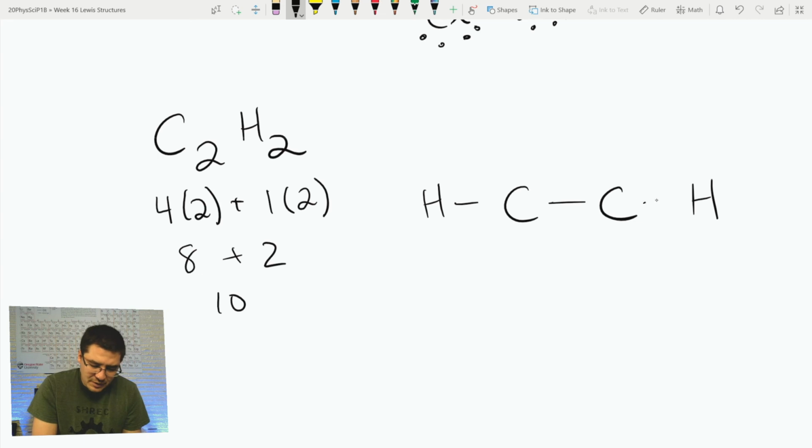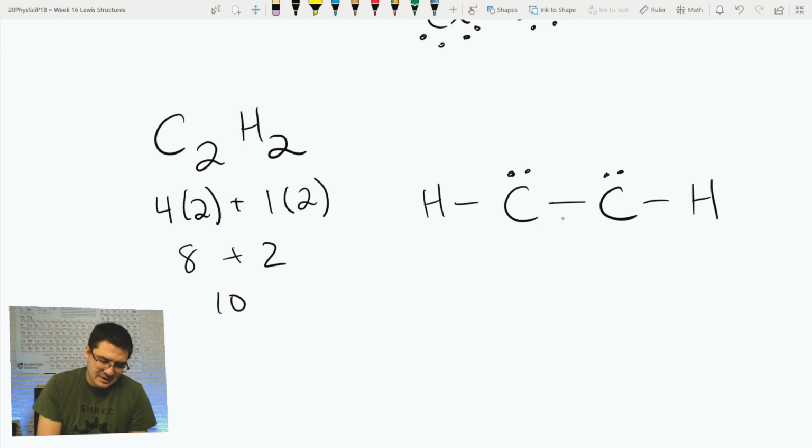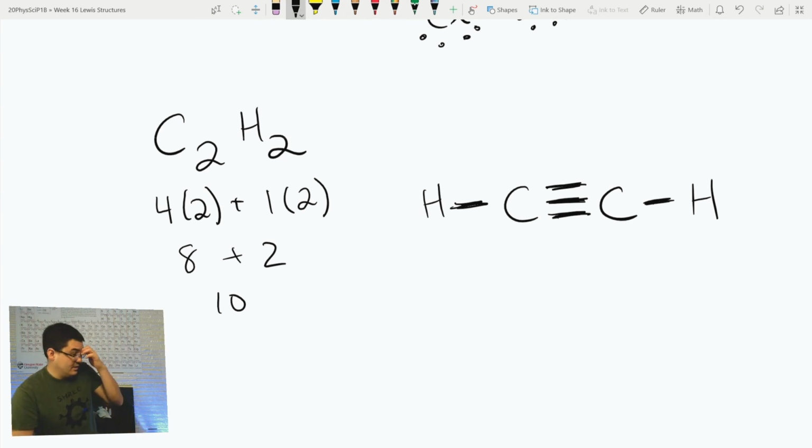Here we go. 2, 4, 6, 8, 10, 12, 14. To make everything satisfied with single bonds, I used up too many electrons. So the way we deal with that, erase 2 pairs, put in a bond. I can add them up: 2, 4, 6, 8, 10, 12. Too many. So I'm going to get rid of those pairs and introduce a triple bond. Acetylene holds a lot of energy because the electrons holding the carbon atoms together store a lot of chemical potential. So acetylene has a triple bond.